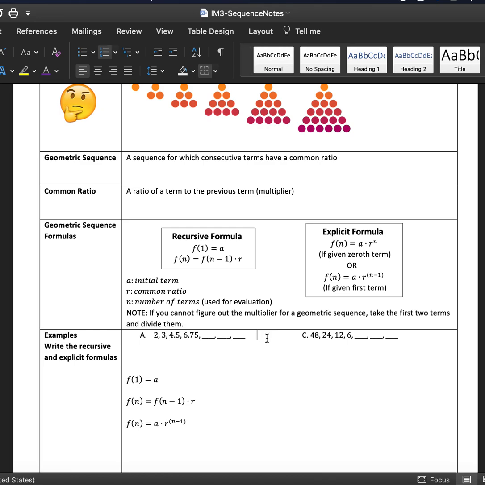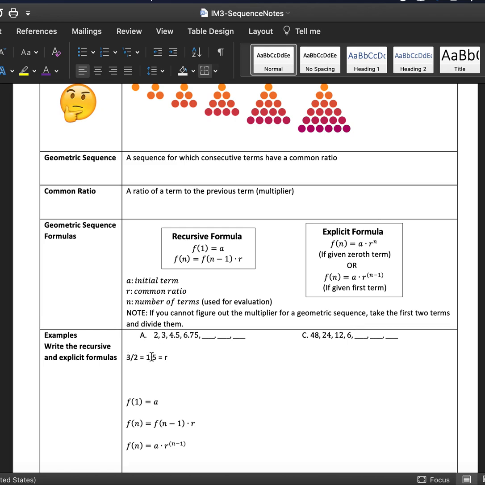So I'm not really sure. Here we go. If we did 3 divided by 2, this would equal 1.5, and this gives me my common ratio. So if I multiplied 3 times 1.5, I would get 4.5, and if I did 4.5 times 1.5, I would get 6.75.